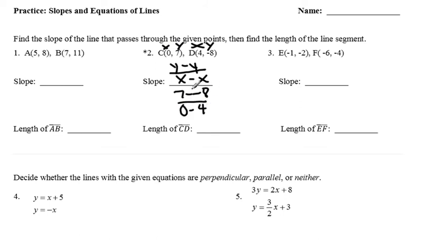7 minus a negative 8 gives me 7 plus 8, which is 15, over a negative 4. So I'm going to put that negative here in front of the fraction bar, and I get a total of negative 15/4.